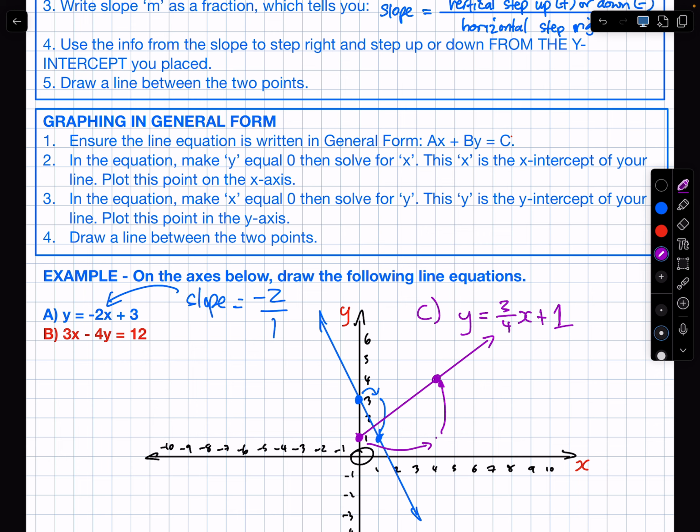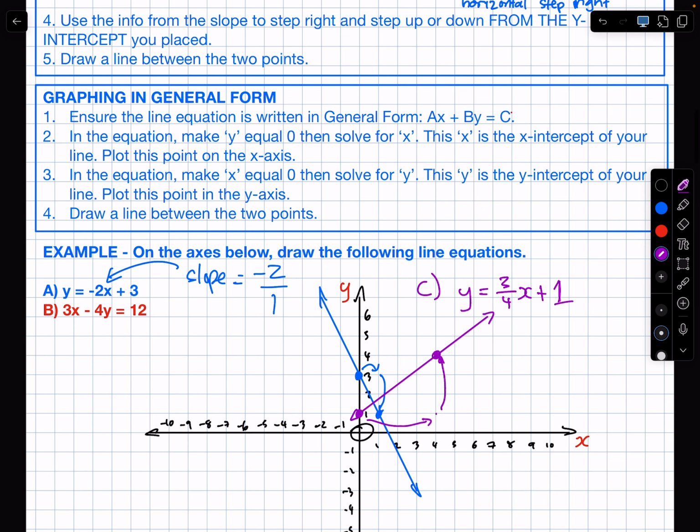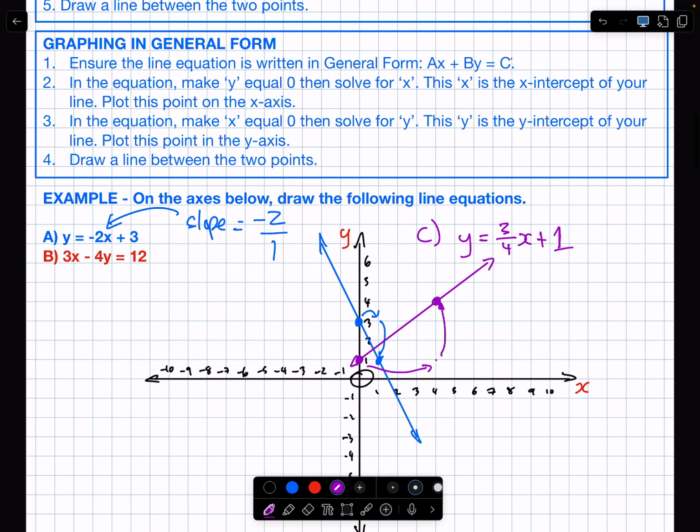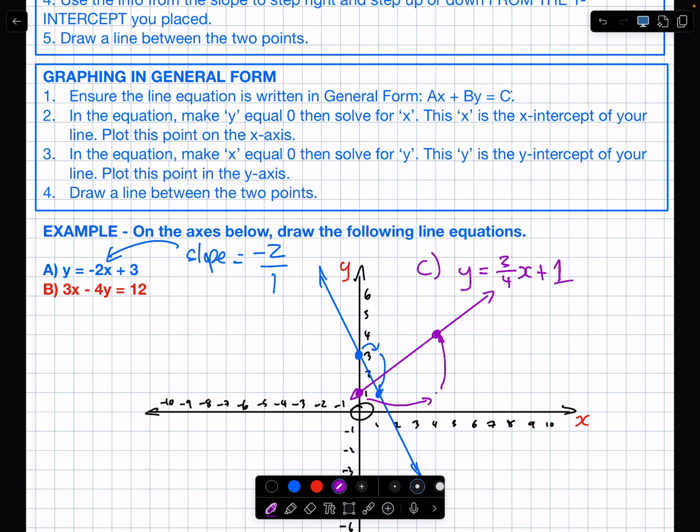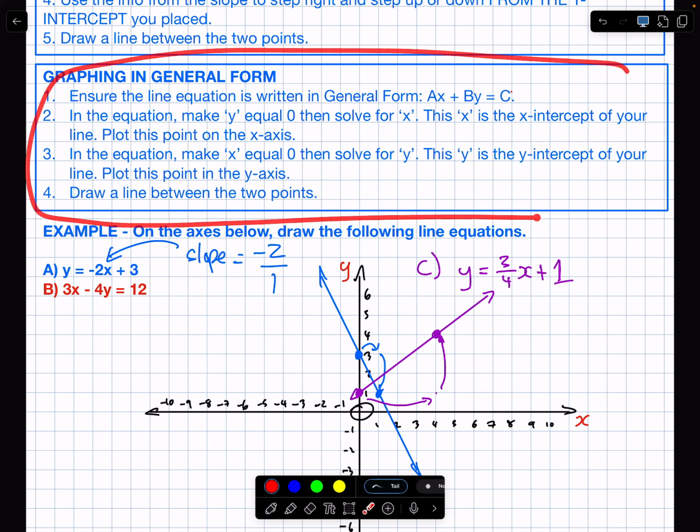That's how you draw a line in slope-intercept form. Okay? Now, we're not finished yet because this is the straight Year 10 material. Can I give you 5 minutes, please, to get graphing in general form down? And then I'll demonstrate it.